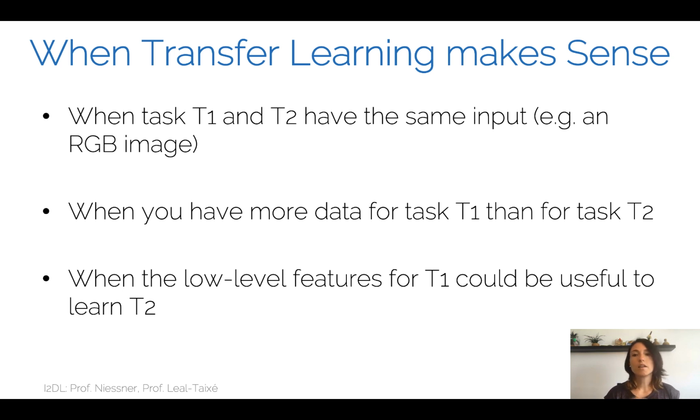Of course, transfer learning also makes sense when you have more data for task T1 than for task T2. So you always need to start from a really large data set in order to pre-train your network. And finally, when you're sure that the low-level features for T1 can be useful to learn T2. It can be that the two tasks are so different that even if they take the same input, not even the low-level features can be reused from T1 to T2.